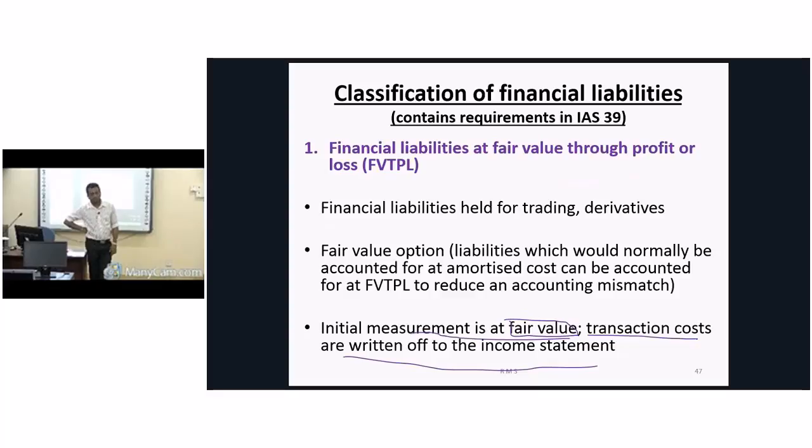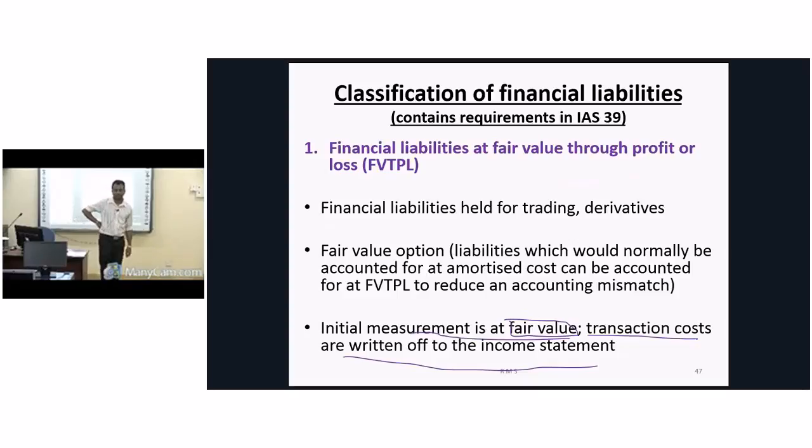Equity instruments we initially recognize at fair value, including transaction cost. At the end of each year we remeasure to fair value, and that difference we charge to other comprehensive income. At the time of derecognition or disposal, that other comprehensive income should be transferred to retained earnings.